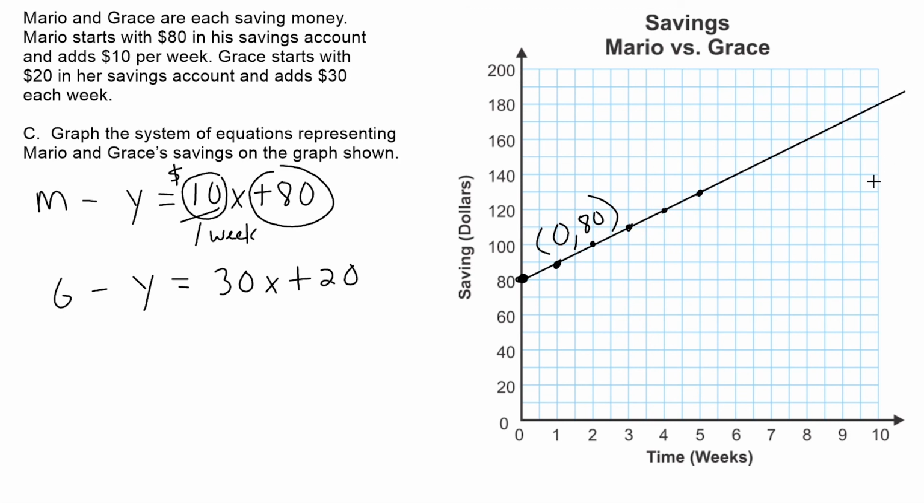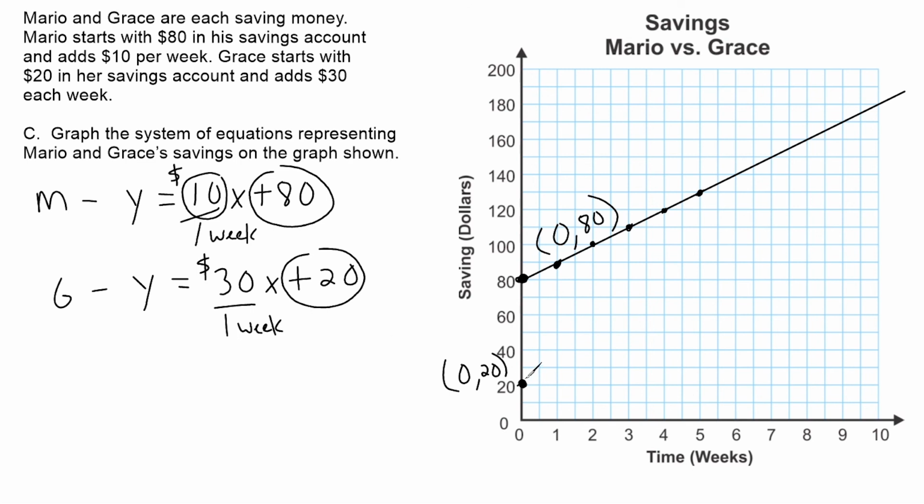Now, the equation for Grace has a y-intercept at 20. That means before Grace even started saving, she already has $20 in her account. So this point right here is 0 weeks. She has $20. Now from there, we're going to create more points by looking at the slope or the rate at which she is saving. And she is saving $30 each week.